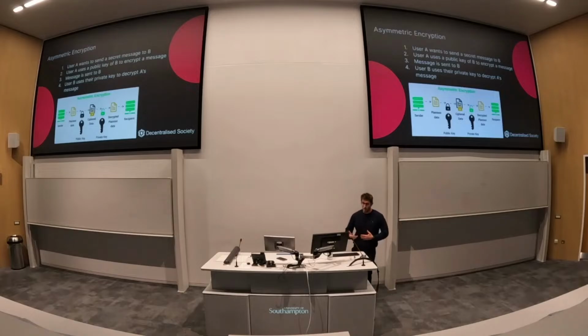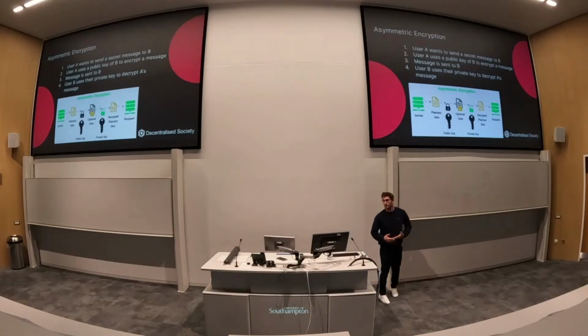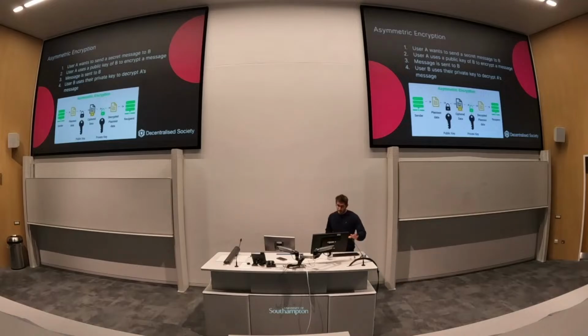So if someone gets the private key of user B, then this person will also be able to decrypt what user A has sent. So that's why we say that private keys must remain secret. And in this illustration, you can see how asymmetric cryptography works. It's just this process that we explained.